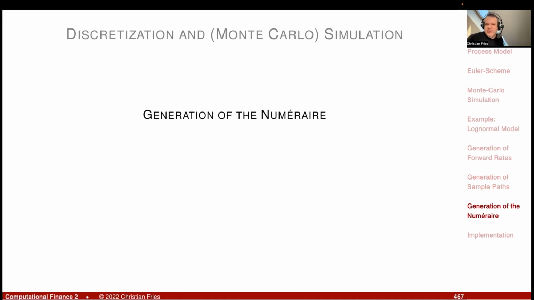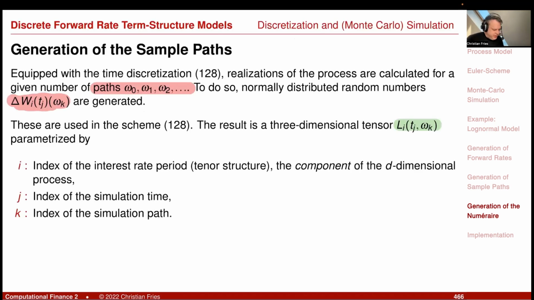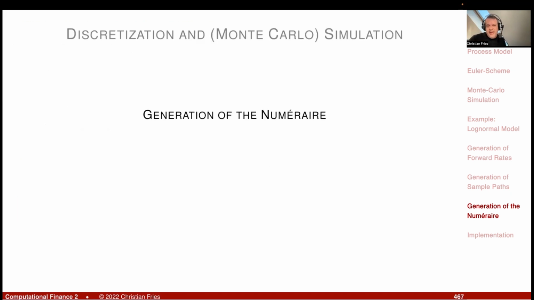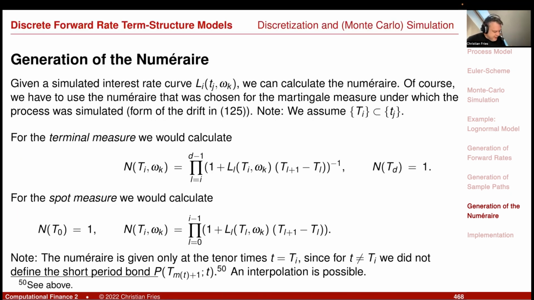Last part, we need to calculate the numeraire. Well, our numeraire is a function of these random variables. So once we have generated samples of the forward rates at different times, I have a sample of my numeraire at different times. There is the slight thing that my numeraire can only be observed on the time discretization capital TI, because I need the forward rate to jump to the next numeraire, at least as long as we do not have the short period bond.